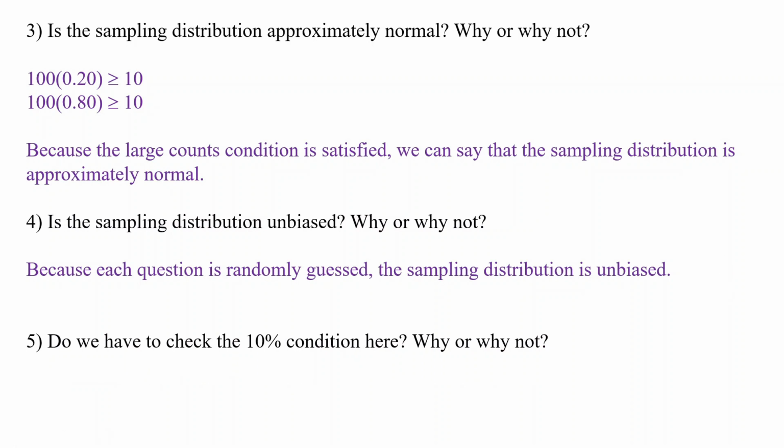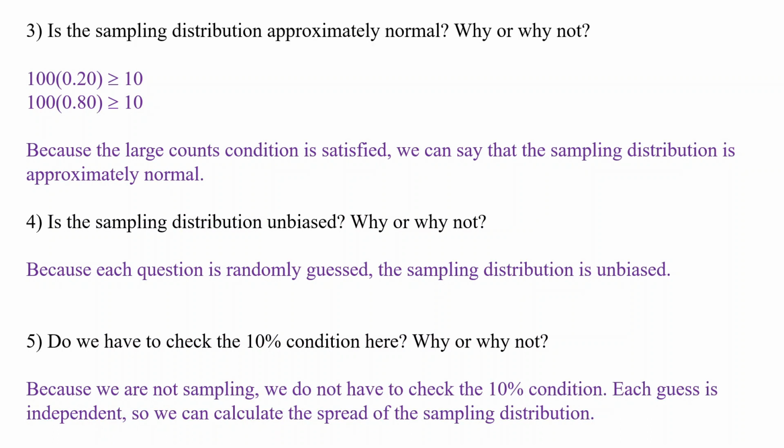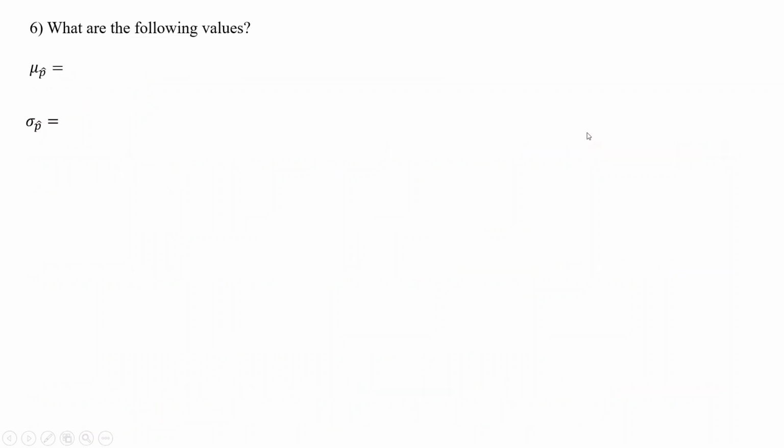Last question: do we have to check the 10% condition here? We said the 10% condition was so that we could sample without replacement from our population. Because we are not sampling, however, we do not have to check the 10% condition. Why are we not sampling? Well, he's guessing on each question. Because each guess is independent, we can calculate the spread of the sampling distribution without having to worry about that 10% condition.